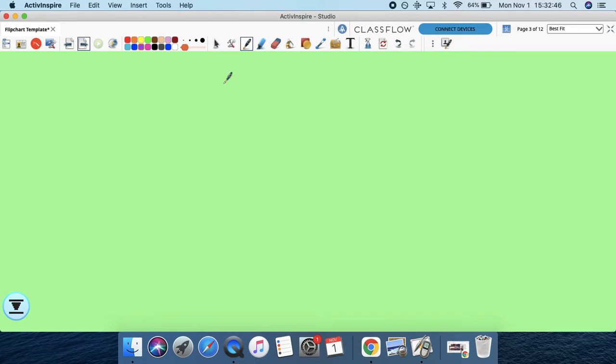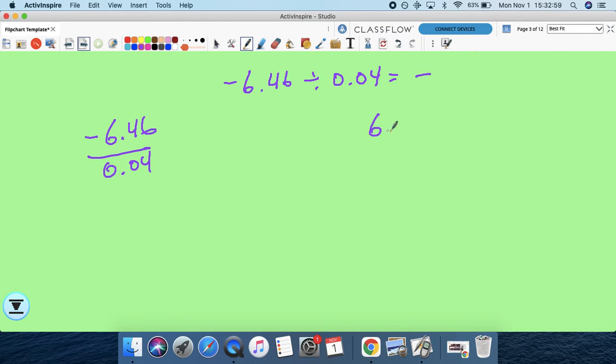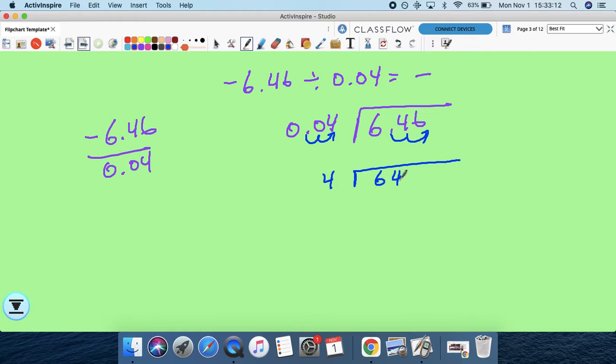Number 6: negative 6.46 divided by 0.04. It's a negative divided by a positive, so it's going to be a negative answer, right? So my answer is going to be negative. 6.46 divided by 0.04. Let's move the decimal. 1, 2 becomes 4. 1, 2 becomes 6, 4, 6. Can 4 go into 6? Yes. How many times? 1 time. 4 times 1 is 4. Subtract. We get a 2 here.